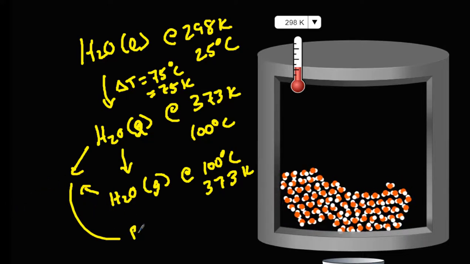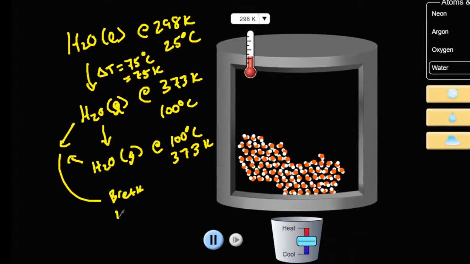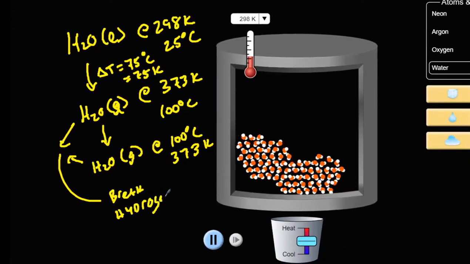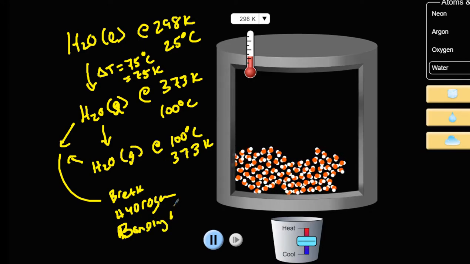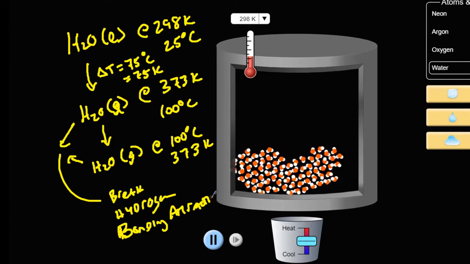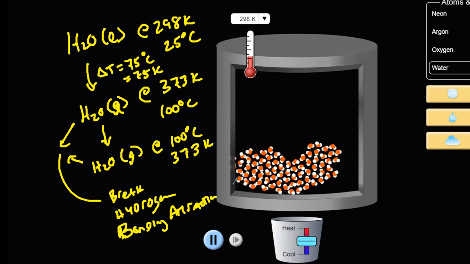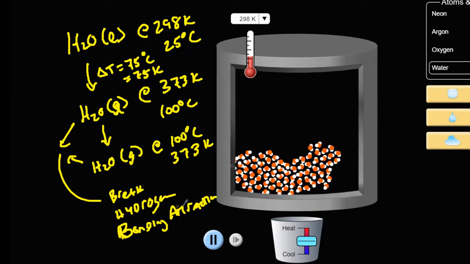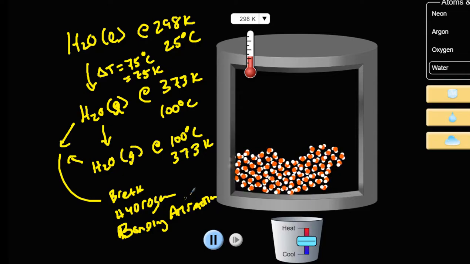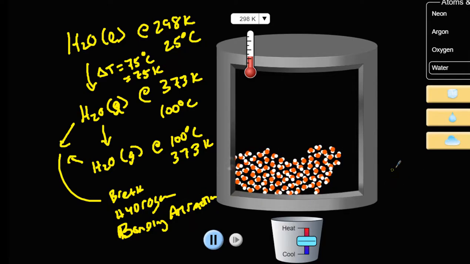We have to break the hydrogen bonding attractions. And we have to break all of those hydrogen bonding attractions. Once we break all those hydrogen bonding attractions, the entire substance will be a gas. And now the temperature can go back up. And so let's think about what's happening here.